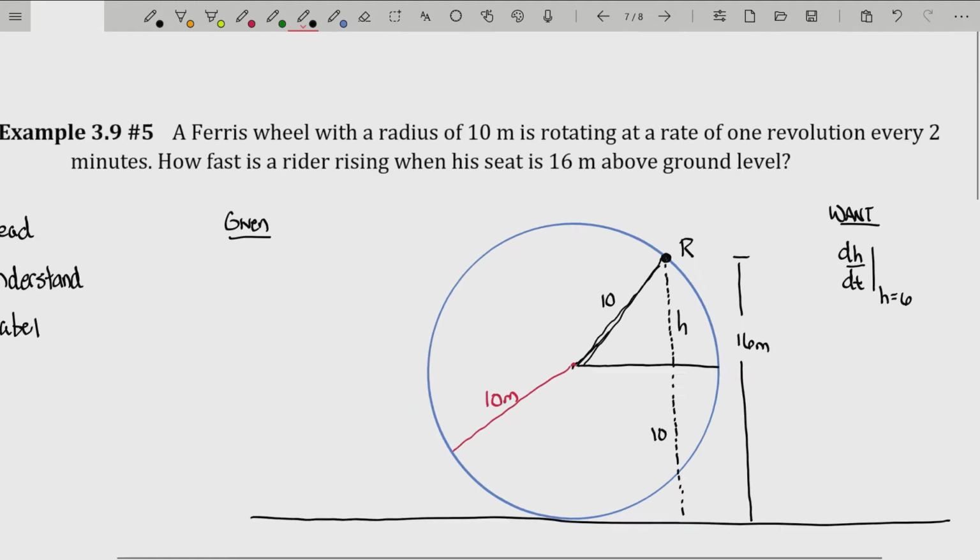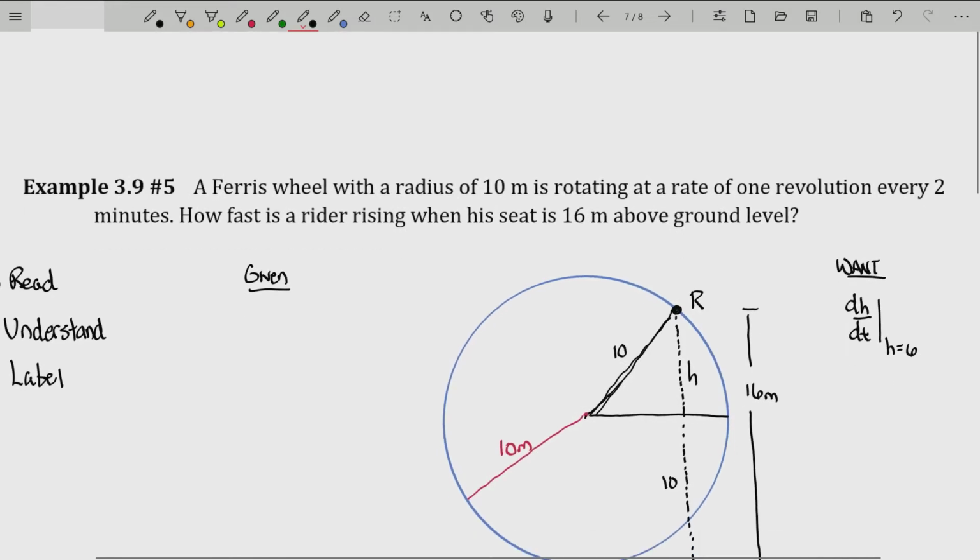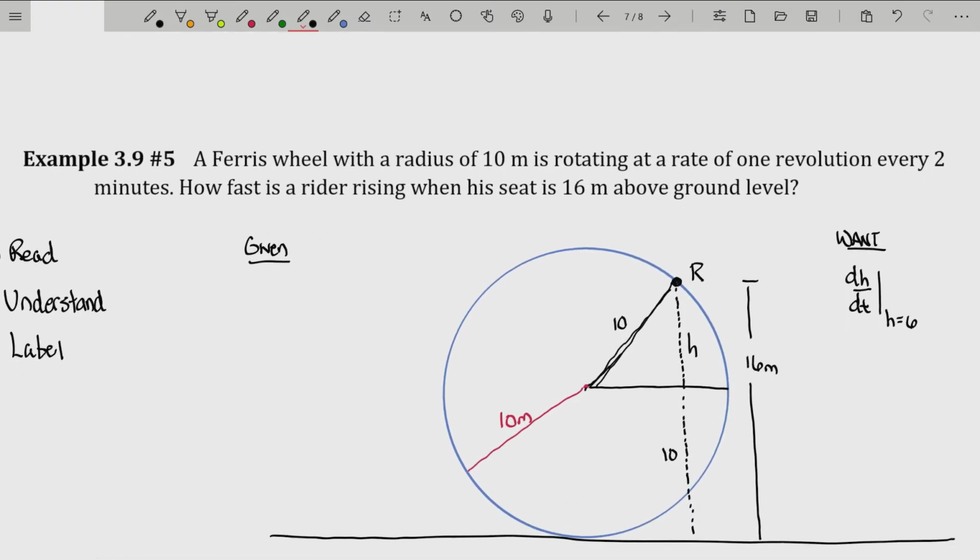Was there any rate that we were given here? Yeah, a rate of 1 revolution every 2 minutes. So that means it goes through 2 pi radians every 2 minutes. That's the rate of change of the angle. That's how quickly the angle is changing. So I'm going to call this theta, and it's going through a rate of 2 pi radians every 2 minutes, or in other words, pi. So the rate of change is pi radians per minute.